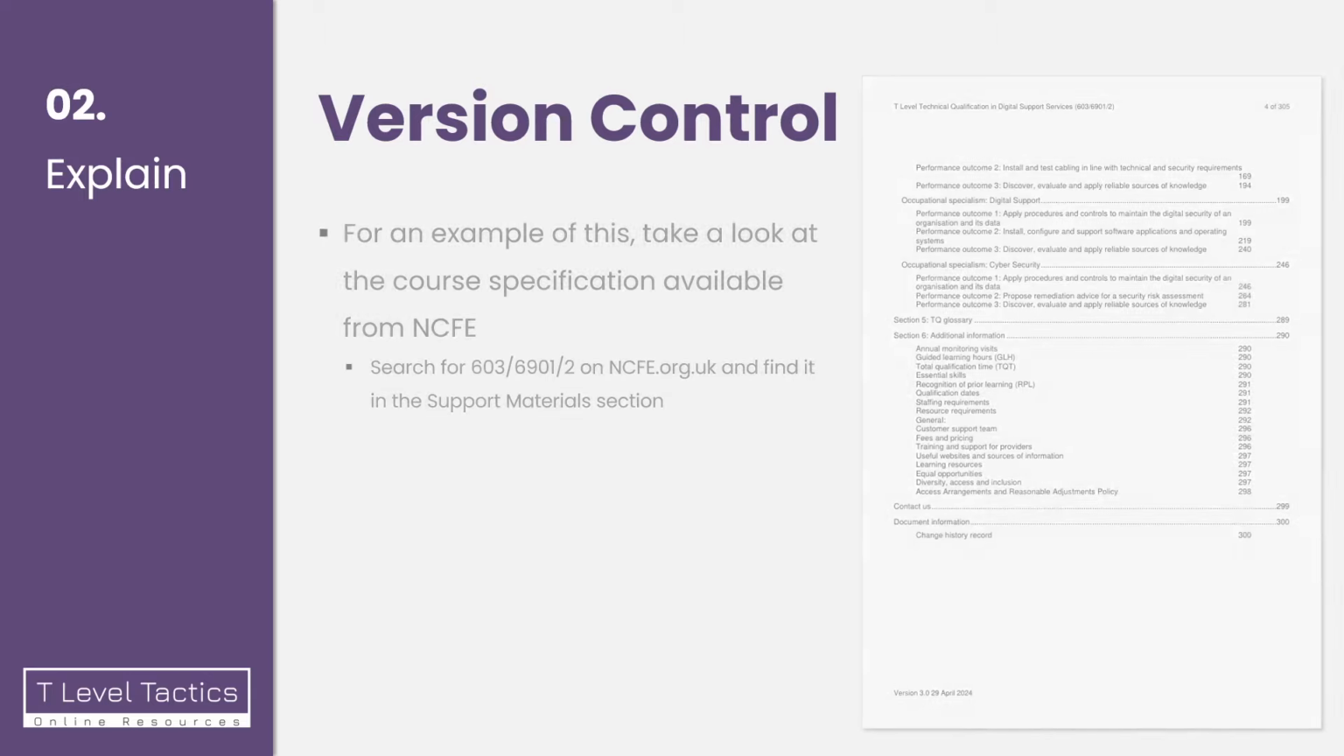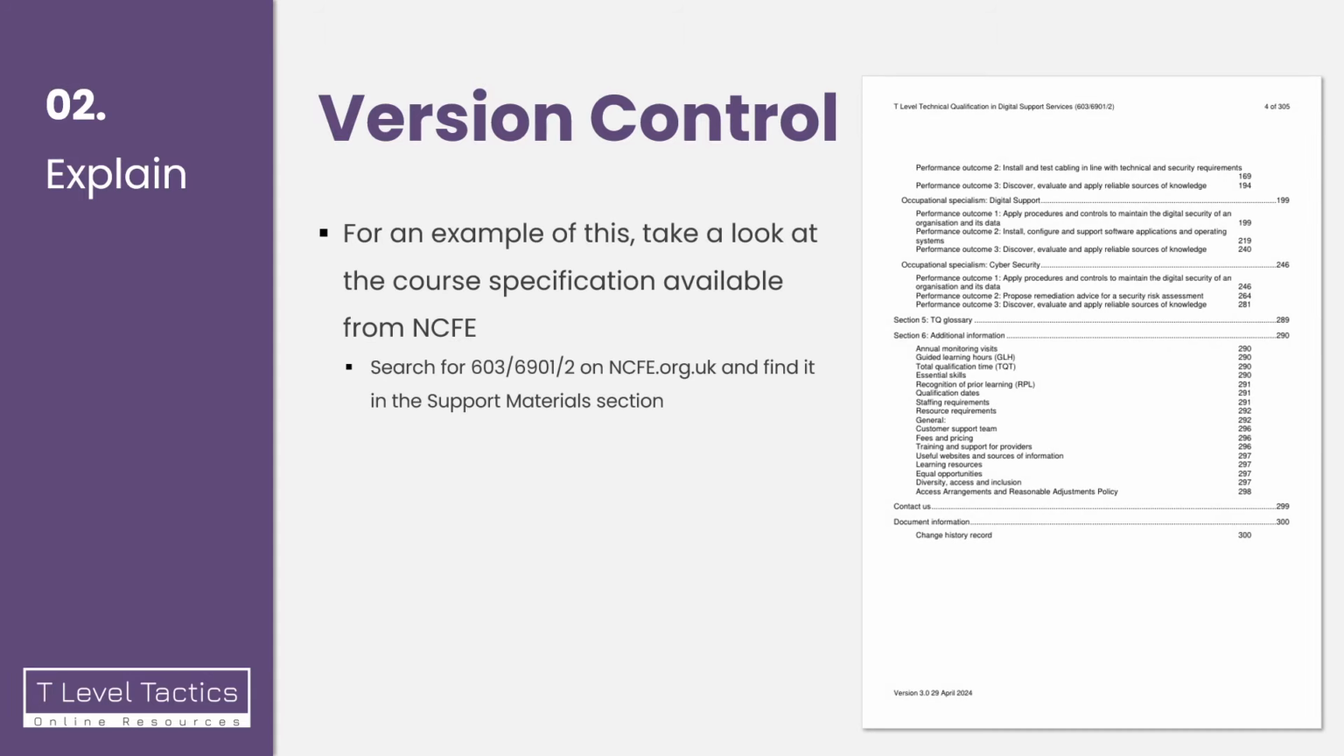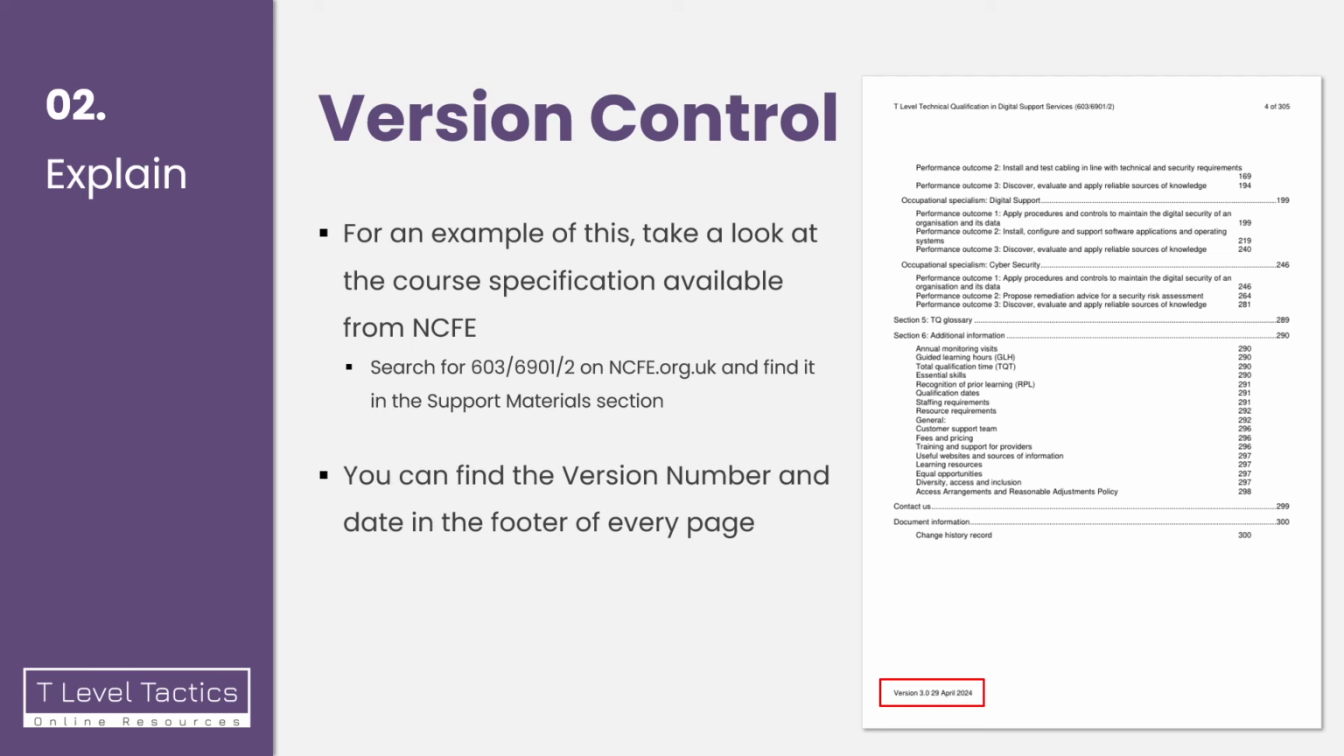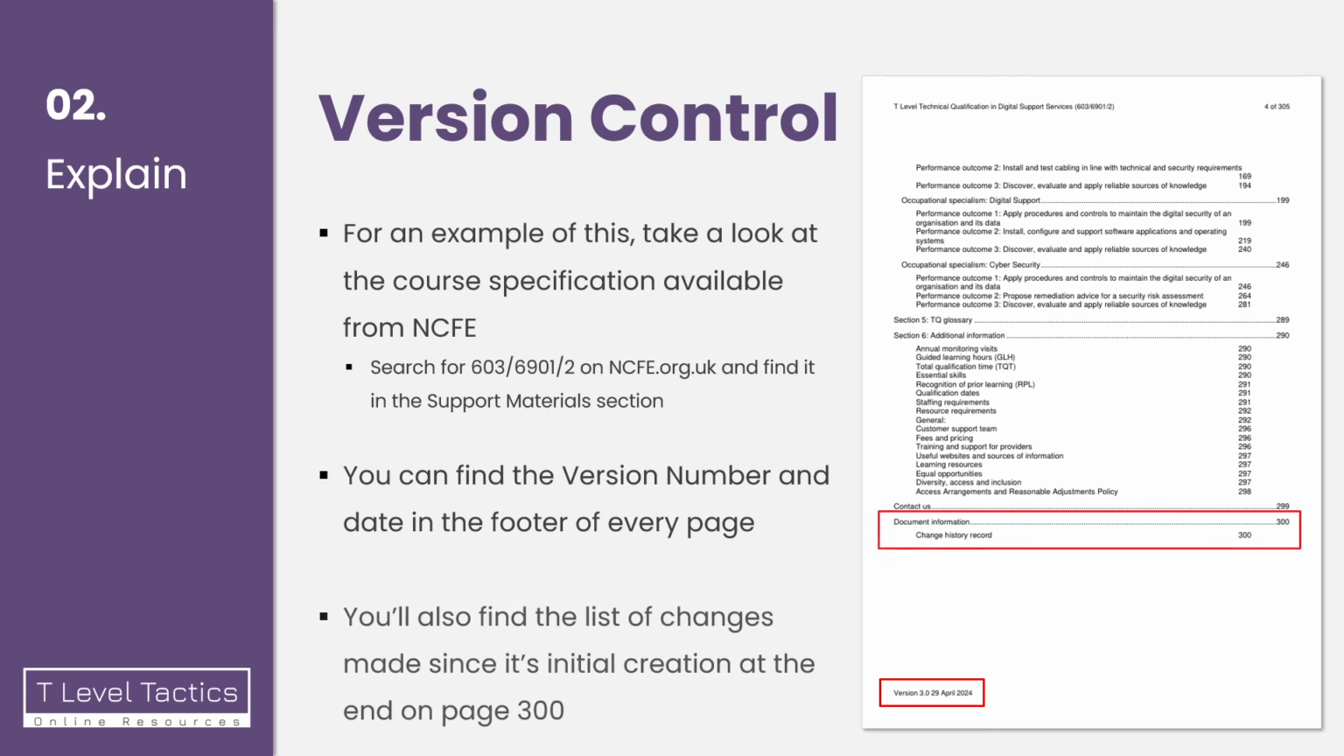For an example of this, we could take a look at the course specification available from NCFE. If you haven't looked at it already, there's a link on the Patreon page. Alternatively, you can head to ncfe.org.uk and search for the qualification reference 603/6901/2. You'll find it in the support materials section. Now, in the specification, you can find the version number and date in the footer of every page. You'll also find the list of changes made since its initial creation at the end of the document on page 300.